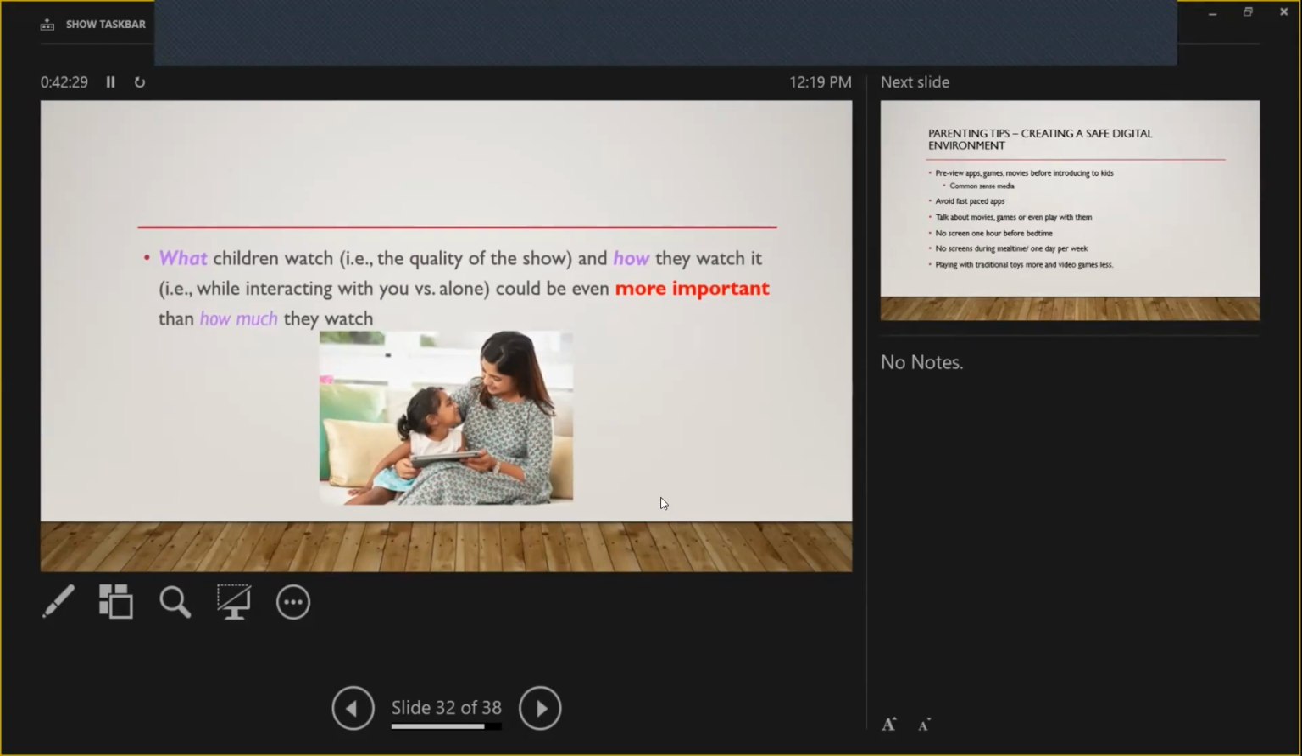Sometimes a child might watch 1 hour, and you might think that is too much. But if it's a good, high quality program with a lot of interaction, done with you as a guide, then it has less harm compared to a 30 minute show with no interaction, where the child is watching alone, not learning anything. So duration is important, but not as important as what and how they are watching.